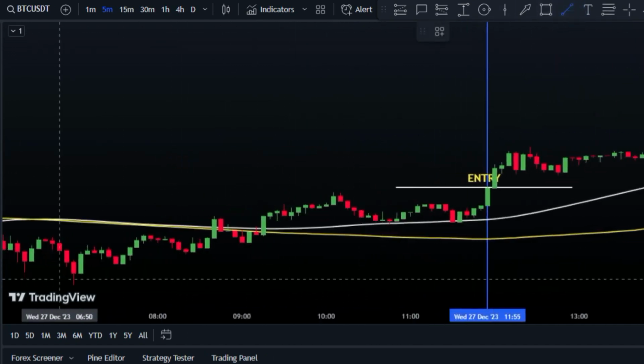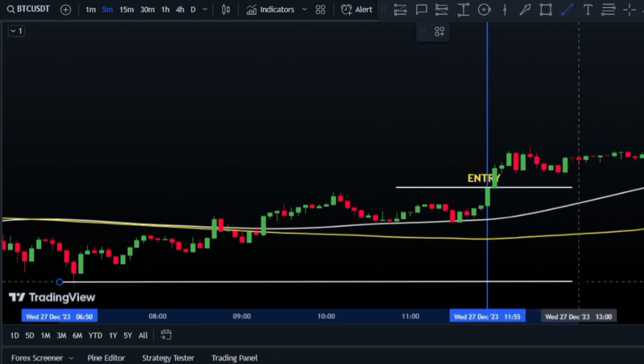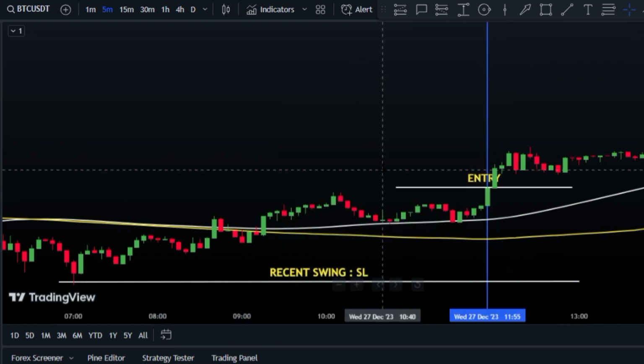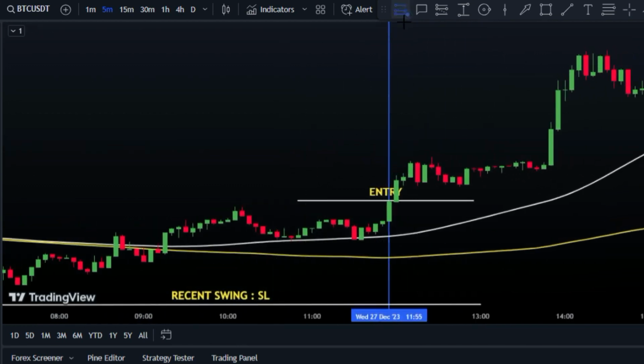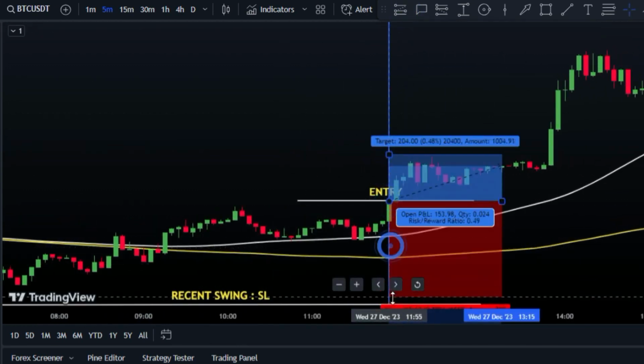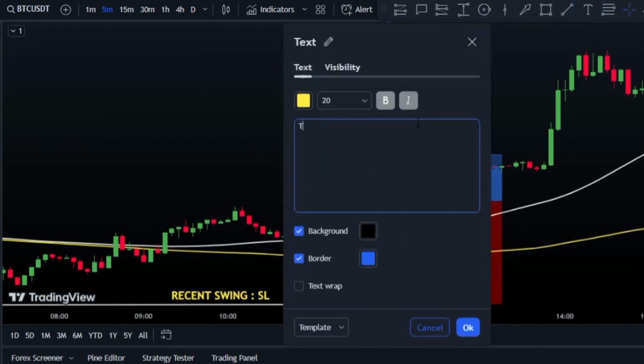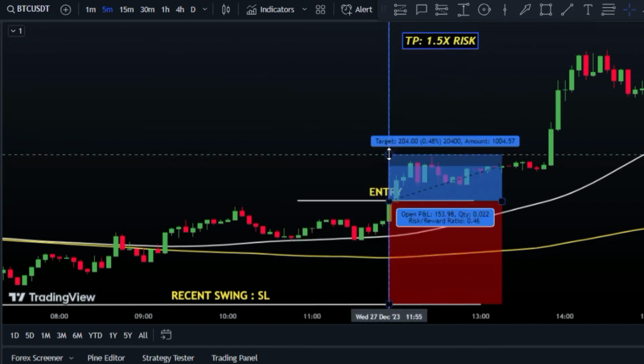Moving forward, the recent swing low is a suitable point to place the stop loss for risk management of the trade. And for the target, you can set it at 1.5 times the stop loss of the trade.